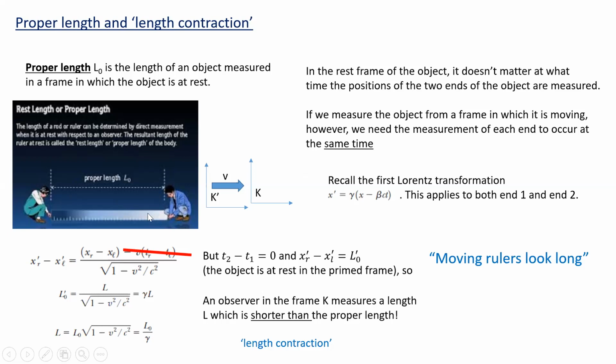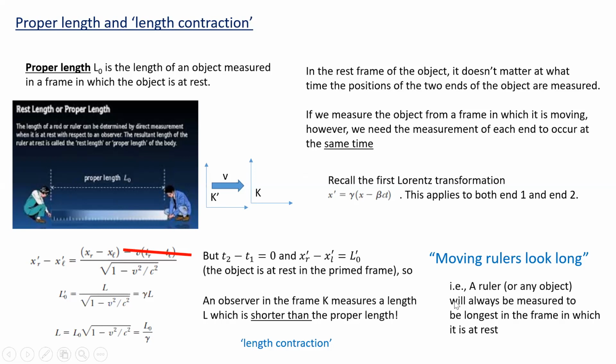So in the moving frame, the ruler has its proper length, but when we measure it as it's flying by, if we measure the two ends at the same time, we're going to get a smaller length. And so that's length contraction. So a ruler or any object will always be measured to be longest in the frame in which it's at rest, and it will be shorter and get progressively shorter as it's moving faster and faster relative to you.